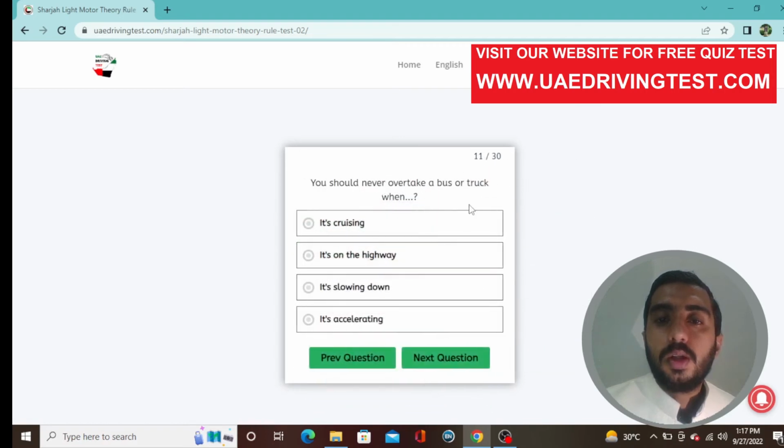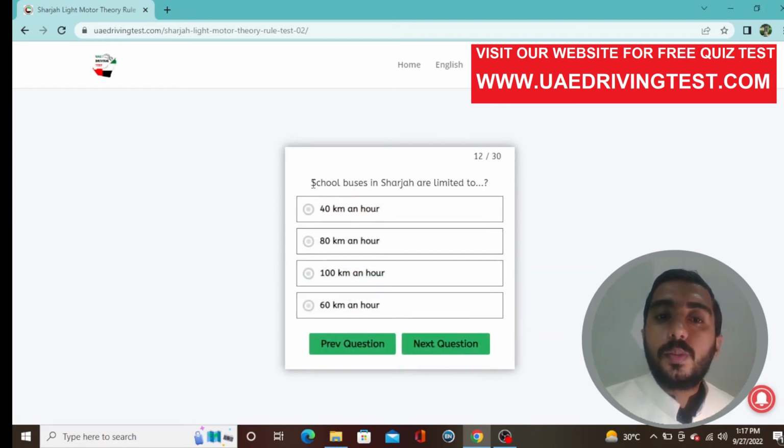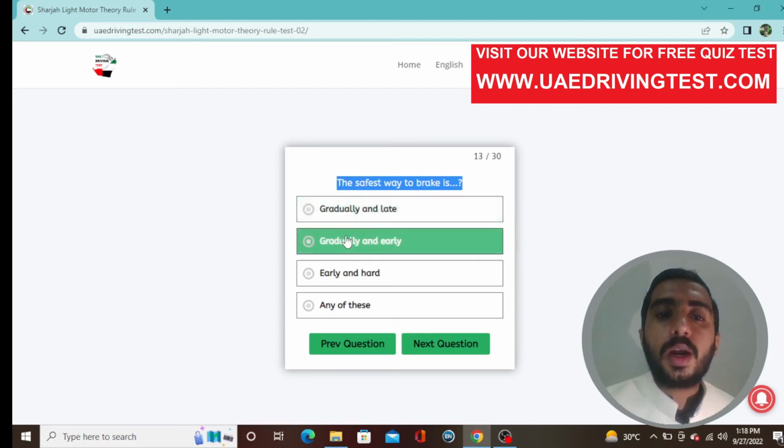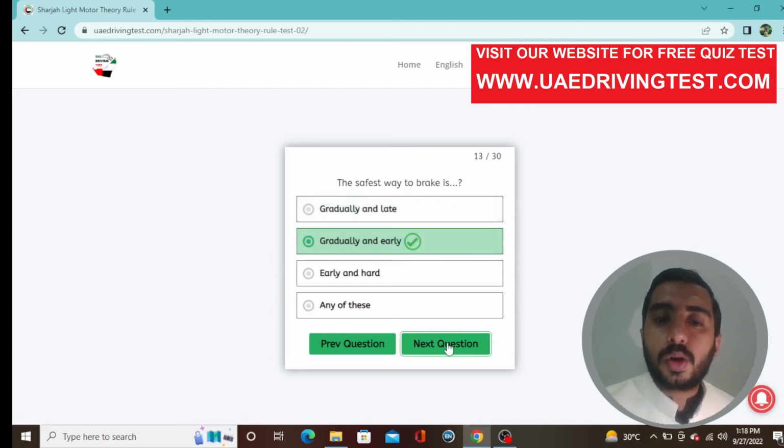Next question. You should never overtake a bus or a truck when it's slowing down. Option C is the correct one. Next question. School buses in Sharjah are limited to 80 km an hour. Option B is the correct one. Next question. Question number 13 is the safest way to brake is gradually and early. Option B is the correct one.